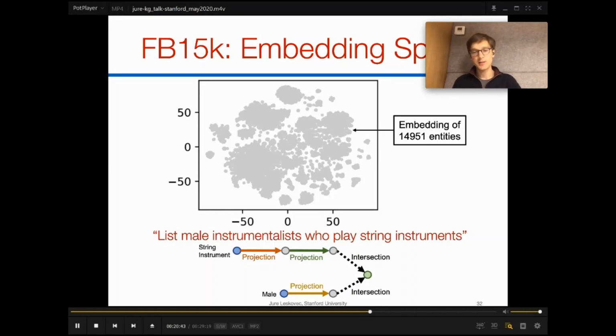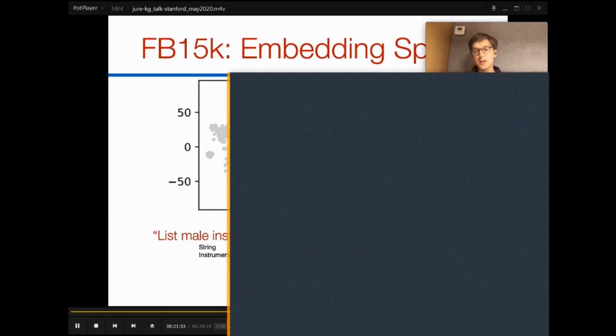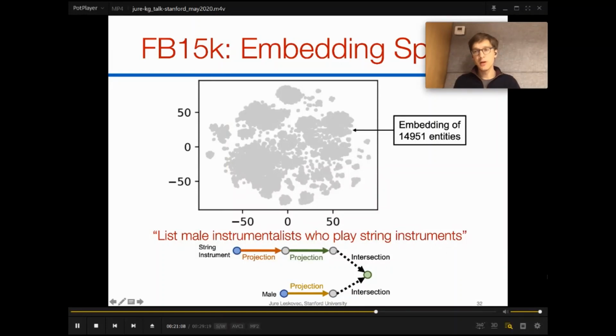So the way we will execute this query is to start with a string instrument, traverse a relation of type "is a", so we get from string instrument to a set of instances of string instruments. Then we want to go over the instrumentalist relation to find all the people who play string instruments. And then the bottom path is we want to start with the male node. Again, we want to say who are all the instances of males in our data set. And now we want to take all the instrumentalists of string instruments and all the males, intersect them, and that will be the answer to our query. So what I will do now is execute this step by step, and I will be showing you what is happening in the embedding space that we have defined.